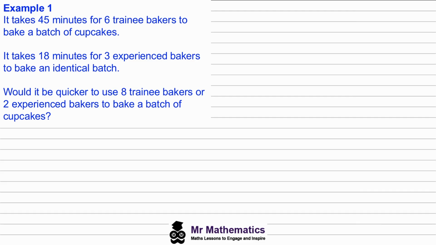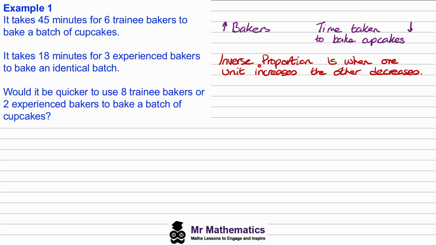So the reason why this is inverse proportion is because as the number of bakers increases, the time taken to bake the cupcakes would decrease. So as one value increases, the other decreases. And this is inverse proportion. So inverse proportion is when one unit increases, the other decreases.